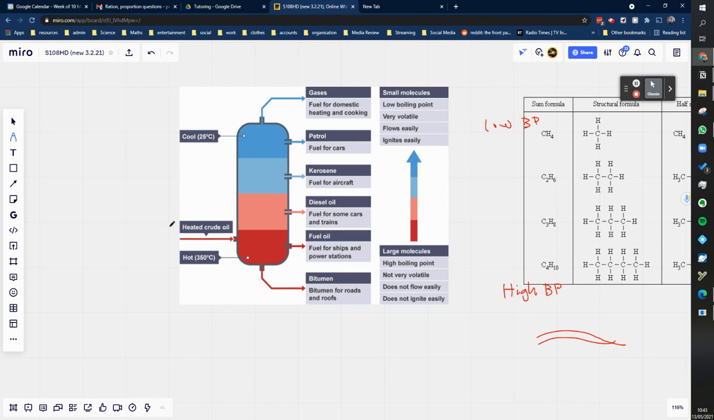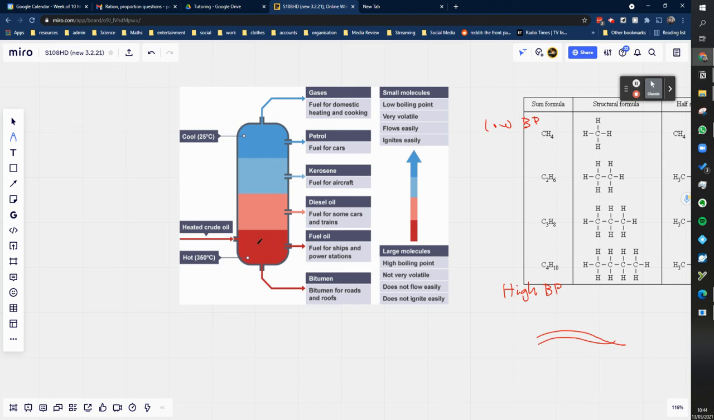So what would happen if we take all this crude oil and heat it all up, and it gets so hot that most of it is now in gaseous form? Well, all of it would be a gas apart from this one here, bitumen. Bitumen has such a high boiling point that we don't end up boiling it when we use this process. We heat it all up to 350. It all boils apart from bitumen. So the only liquid would be bitumen, and that would float down and be gathered around here, which means we've now separated it from the rest of the crude oil.